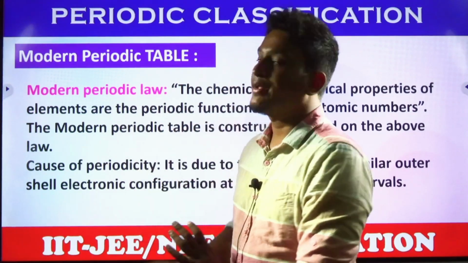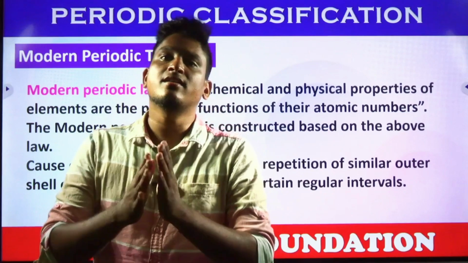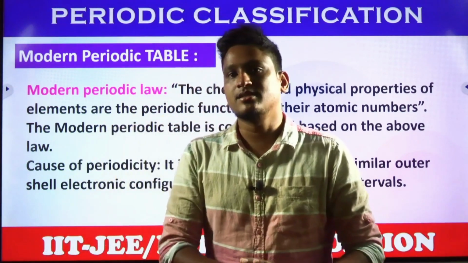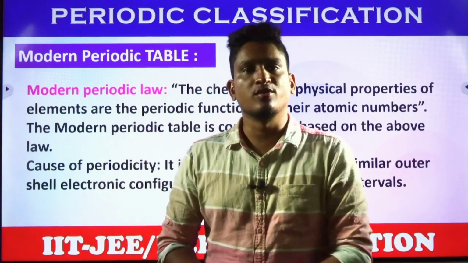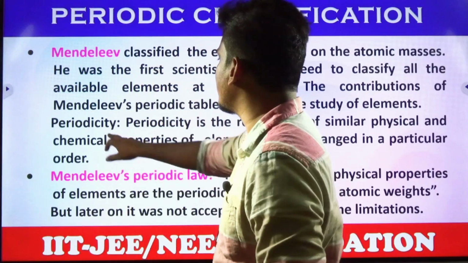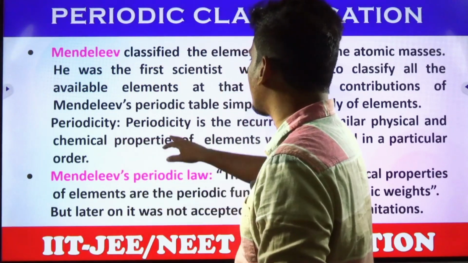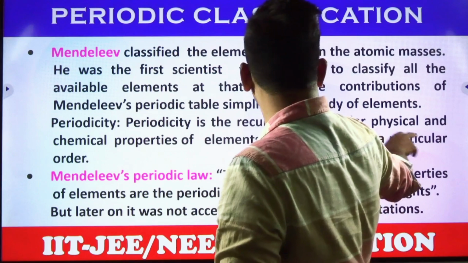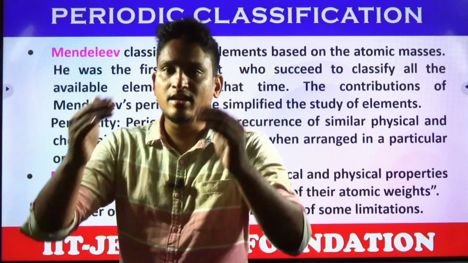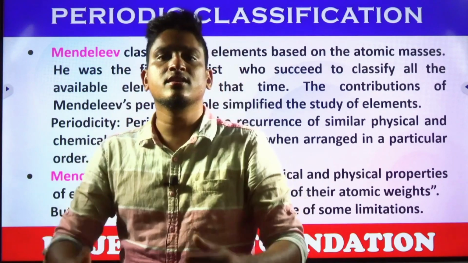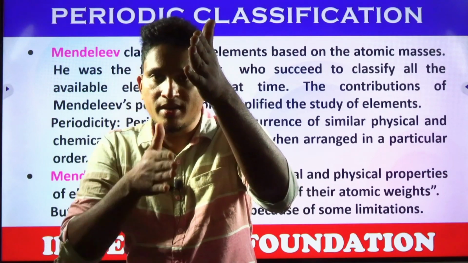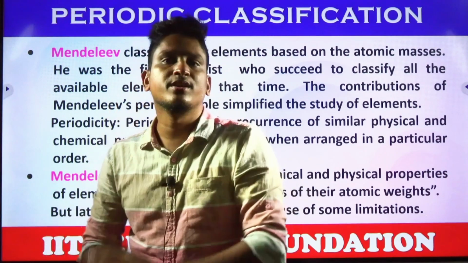So Moseley calculated the atomic numbers and he classified the elements based on atomic numbers. So whatever the drawbacks from Mendeleev's classification were rectified under this modern periodic table. So students, we can see periodicity even in Mendeleev's periodic table also. What is the meaning of periodicity? It is a reoccurrence of similar physical and chemical properties of the elements when arranged in a particular order. Periodicity means elements with similar properties are placed in the same group every time in a different period. Yes or no? That is periodicity.